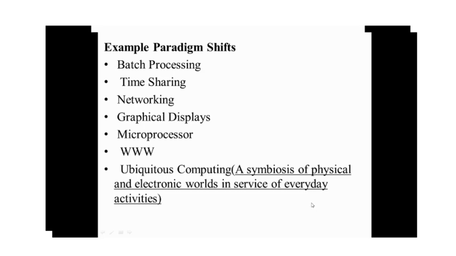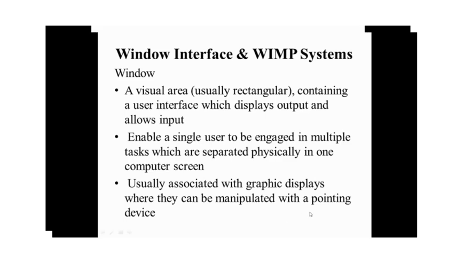Examples of paradigm shift: batch processing, time sharing, networking, graphical display, microprocessor, World Wide Web, ubiquitous computing. Ubiquitous computing is a synthesis of physical and electronic worlds in service of everyday activities. Now let us discuss window interface and the WIMP system.